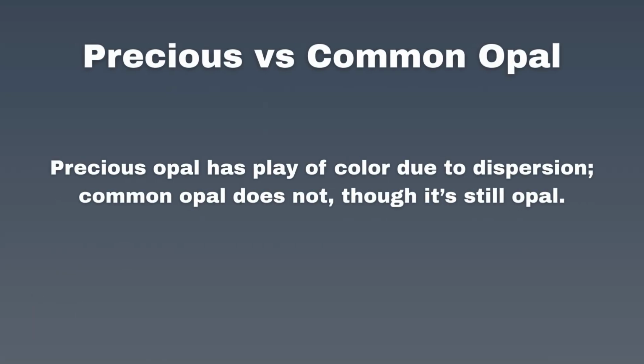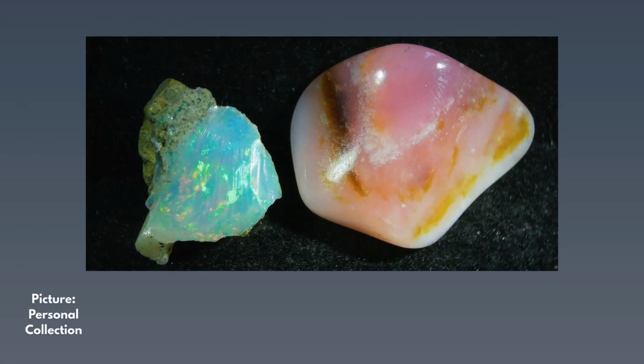Precious versus common opal. Precious opal has play of color due to dispersion. Common opal does not, though it's still opal. Here we have an Ethiopian opal, which is a precious opal, and a pink opal, which is a common opal. And as you can see, that common opal doesn't have that colorful rainbow flash, which, by the way, is also called opalescence. So that's how you can tell it's a common opal, but it's still opal, it's not agate or any of that.